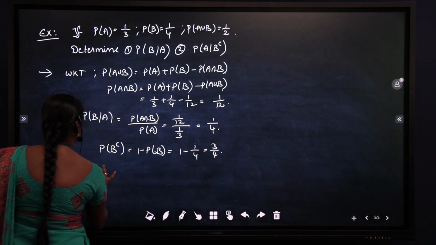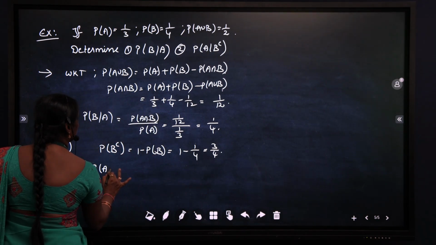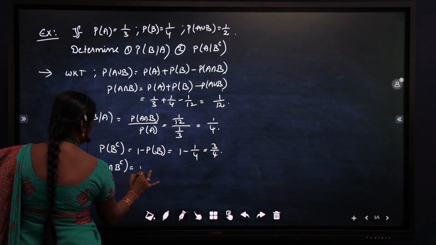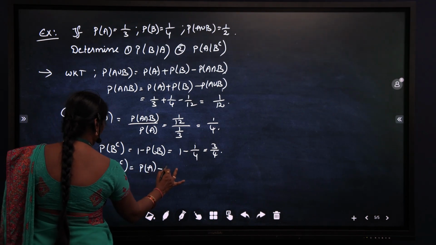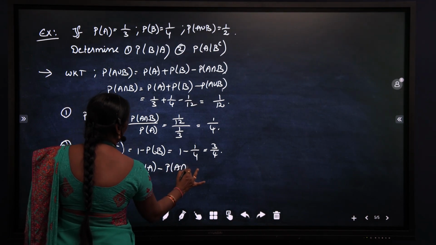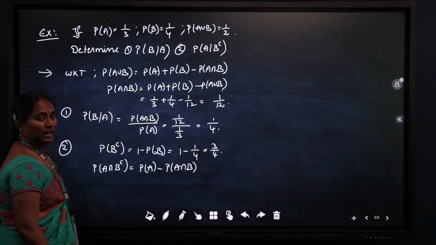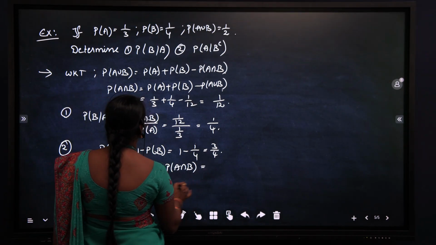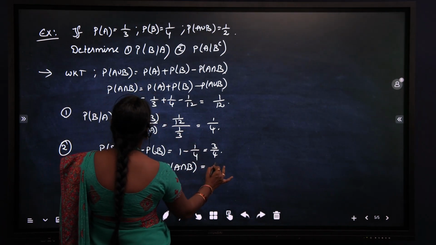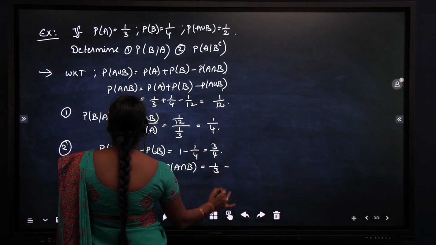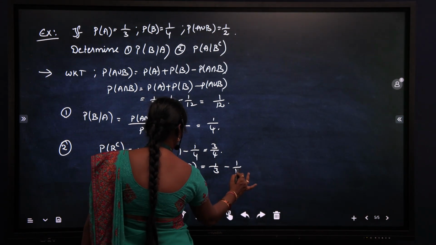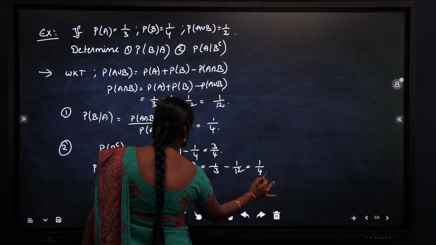Now we find A intersection B complement. What is the formula for this? This is equal to P of A minus P of A intersection B, the elements in the set A but not in the set B. So P of A is 1 by 3 minus P of A intersection B, which we already found to be 1 by 12. So this is equal to 1 by 4.